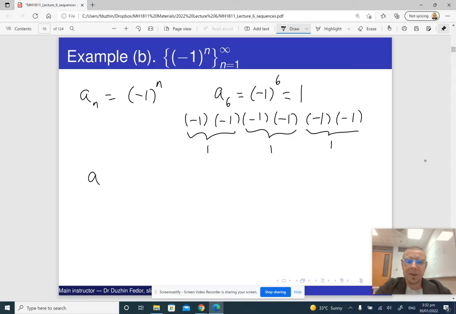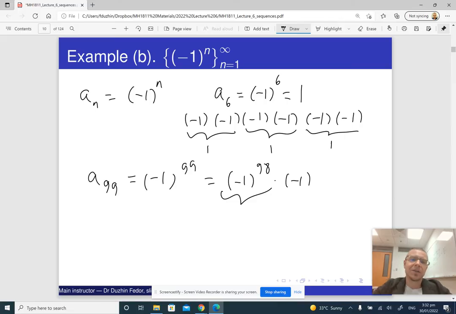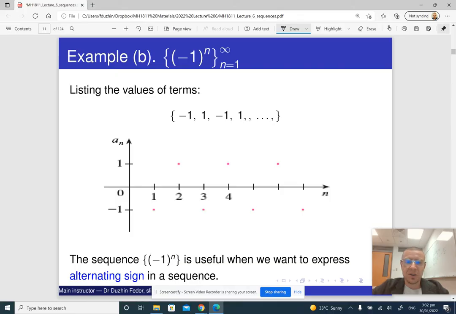And if you compute, say, a_99, it is going to be -1 to the power 99, which is -1 to the power 98 times -1. By the same argument, it is the product of 49 pairs, and every one of them is going to be 1. So this is just 1, and the final answer is -1. You see that -1 to an even power is just +1, and -1 to an odd power is just -1. This is why this sequence is just -1, 1, -1, 1, and so on.